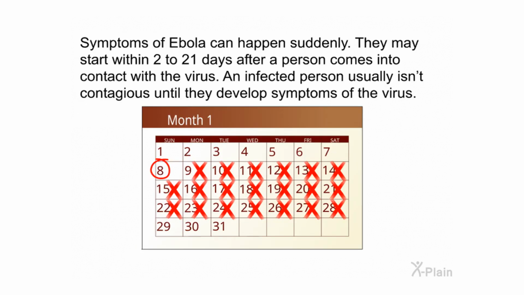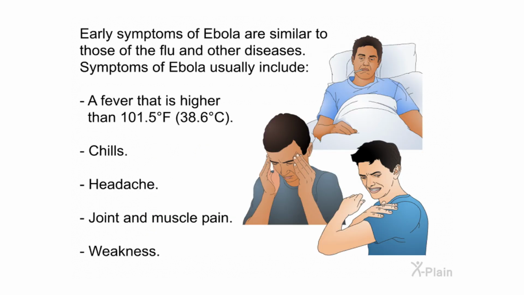Symptoms. Symptoms of Ebola can happen suddenly. They may start within 2 to 21 days after a person comes into contact with the virus. An infected person usually isn't contagious until they develop symptoms of the virus. Early symptoms of Ebola are similar to those of the flu and other diseases.